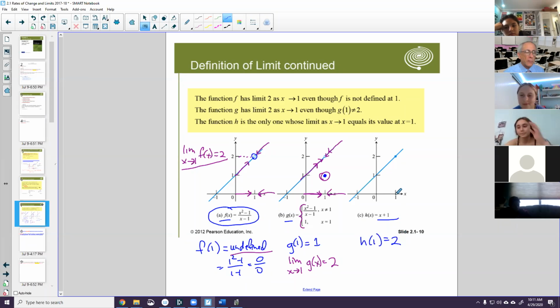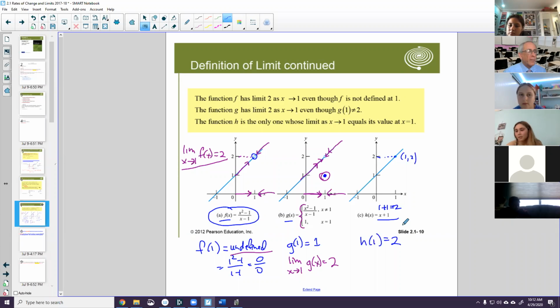I go here to x equals 1. I go right up here. There's my point. My y value is 2. This is the point (1, 2). Or if I really wanted to be algebraic about the whole thing, I could plug it into my formula here, and I'd have 1 plus 1, and that equals 2. So absolutely, h of 1 is equal to 2. Okay.